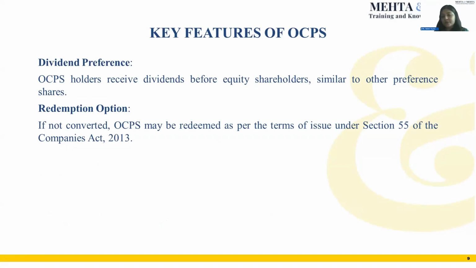So for the dividend, as we've already discussed, preference shareholders always have a preferential right on the dividend over equity shareholders. So OCPS have the same right. And for the redemption, if not converted, OCPS would be redeemed within a maximum 20 years timeline. If it is converted into the equity share, then there will be no redemption.